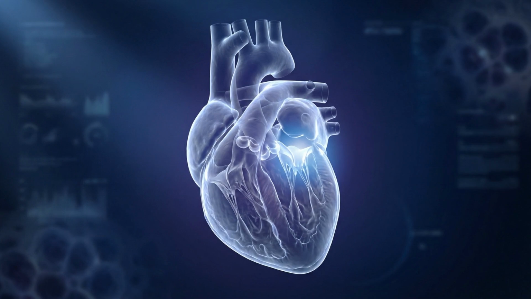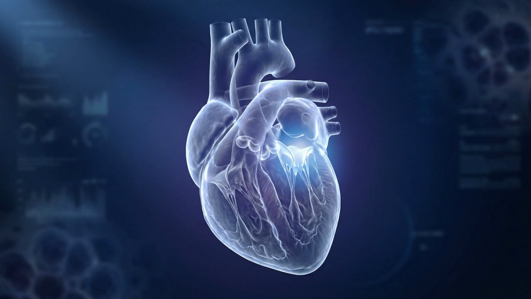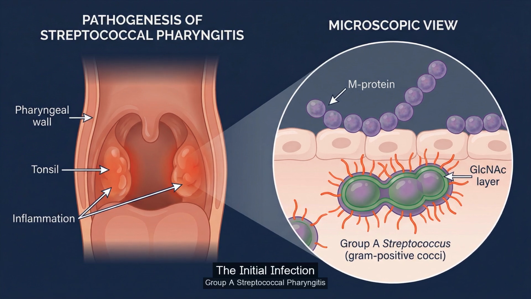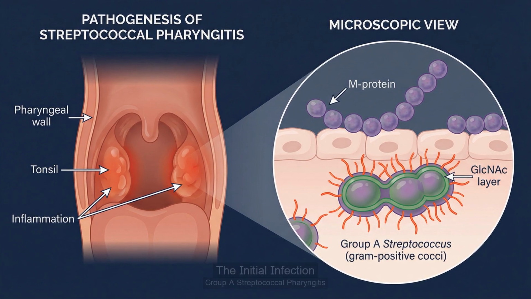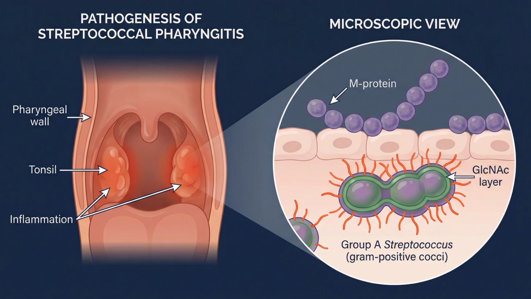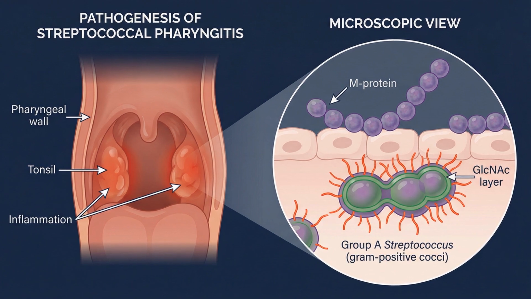Today, we will explore the intricate mechanisms that begin with a simple throat infection and culminate in severe structural damage to the heart valves, focusing specifically on mitral stenosis. The journey of rheumatic heart disease begins not in the heart, but in the pharynx. The initial trigger is an infection by group A beta hemolytic streptococcus, commonly known as strep throat.